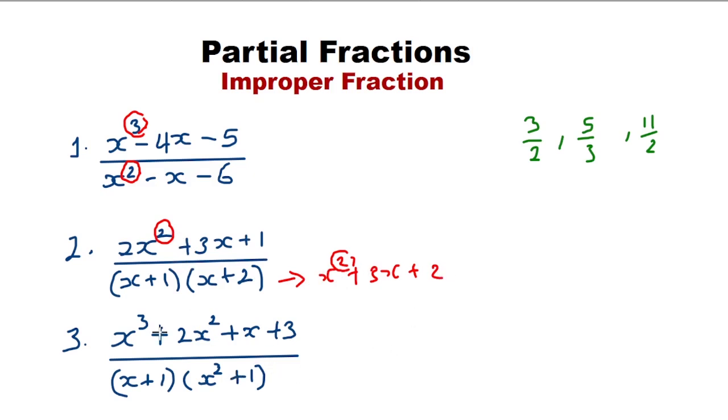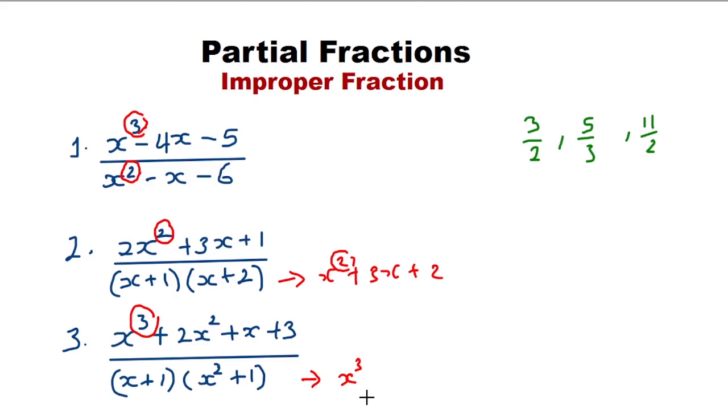And this, we have degree 3. And then when we expand this, it also gives us the highest power of x as 3, because we have this as power 1, and when we multiply it with power 2, they will give us power 3. So these 3 qualify to be improper fractions. So how do we handle this?